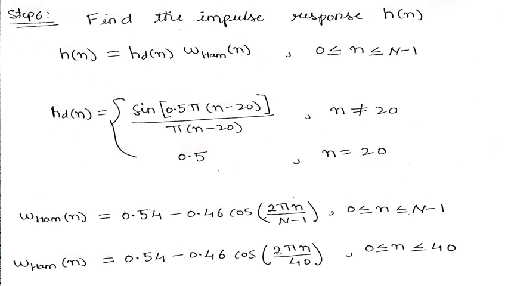We also note down the window function or the Hamming window function. Hamming window is defined as 0.54 minus 0.46 cos 2 pi n divided by (N minus 1). And in the present numerical, we have computed value of capital N as 41. Therefore, the Hamming window will exist for 0 to 40.